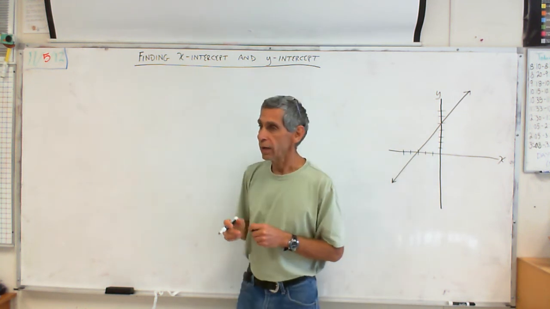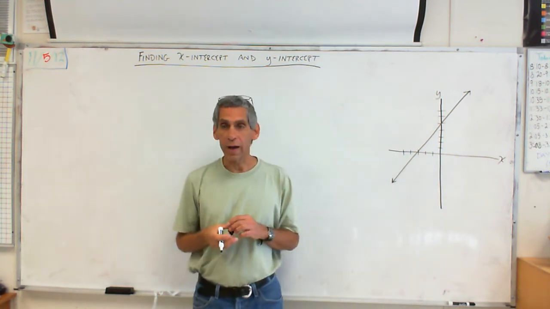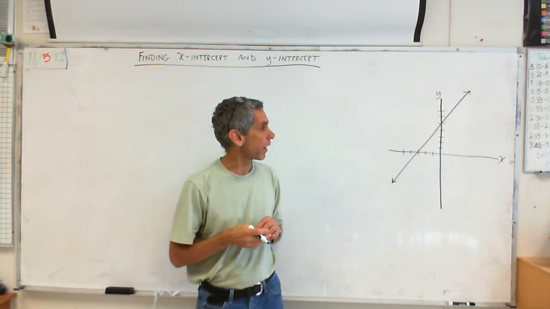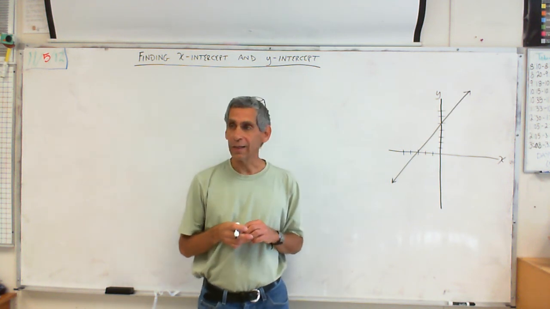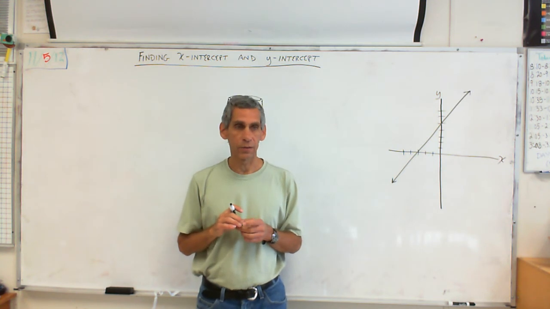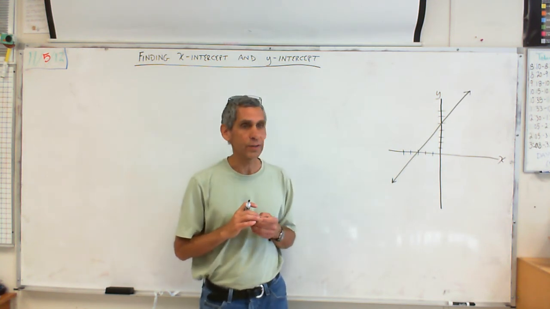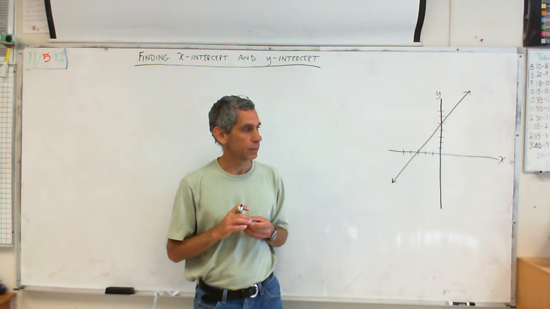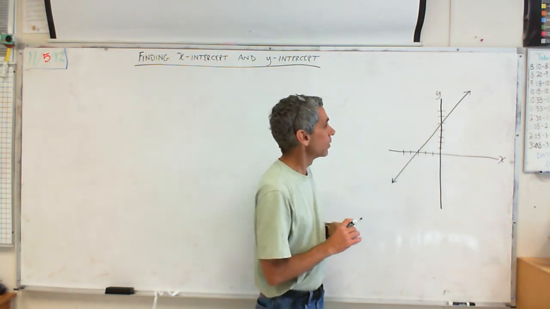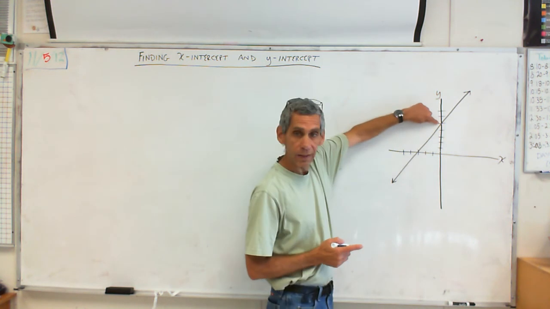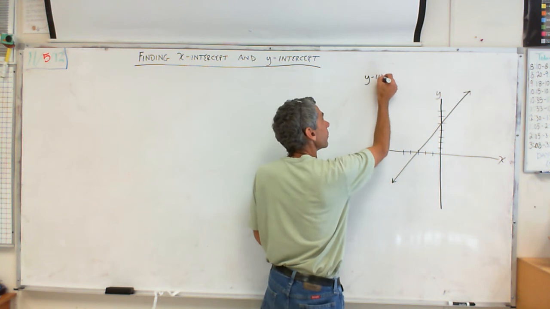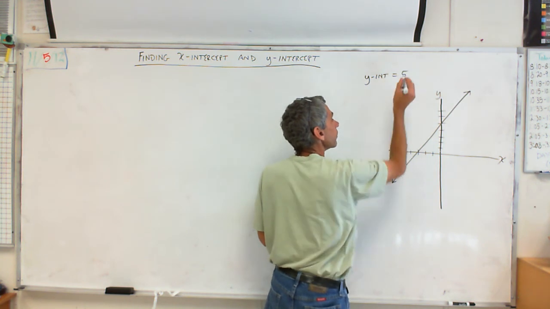What I want to know is what is my y-intercept on this graph? Intercept meaning where something intercepts the y-axis. Where does that line intercept the y-axis? 5. 1, 2, 3, 4, 5. That is correct. So my y-intercept is 5.